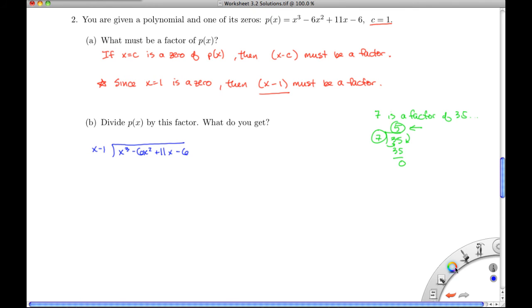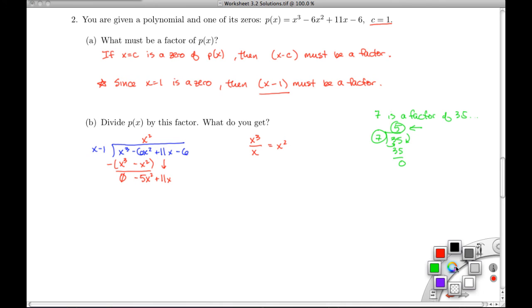Okay, so we're pros at this now. So we're going to take x cubed, and we're going to divide it by x. That's going to give us x squared. So we'll put the x squared up here, and we'll distribute that through into our divisor. So that's going to give us minus x squared and then x cubed. We'll subtract these two terms. That's going to zero out. If we subtract the negative x squared from negative 6x squared, that's going to give us minus 5x squared. We bring down the plus 11x, and we start the process over again.